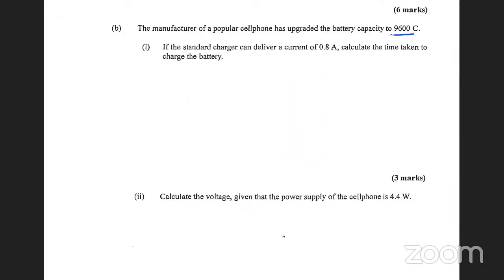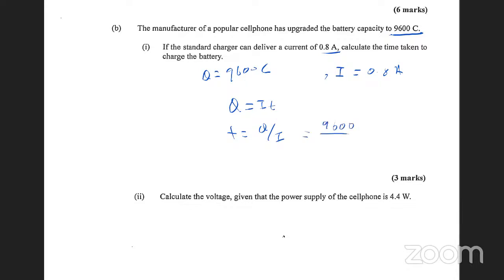They gave you charge and they gave you current, so they want you to get time. We know that Q is equal to IT, so time is equal to Q over I. Q is equal to 9600, right? I is equal to, how much is that? 12,000 seconds.